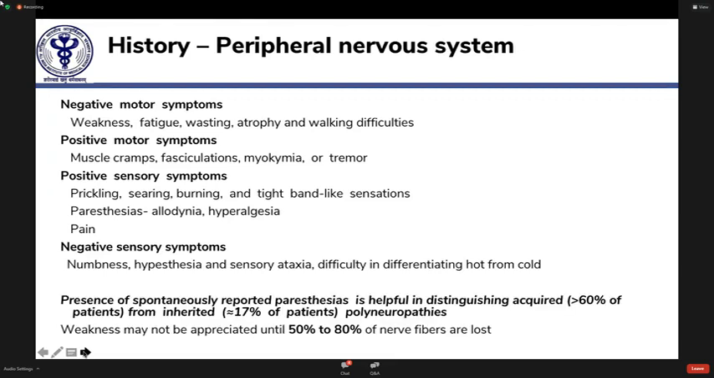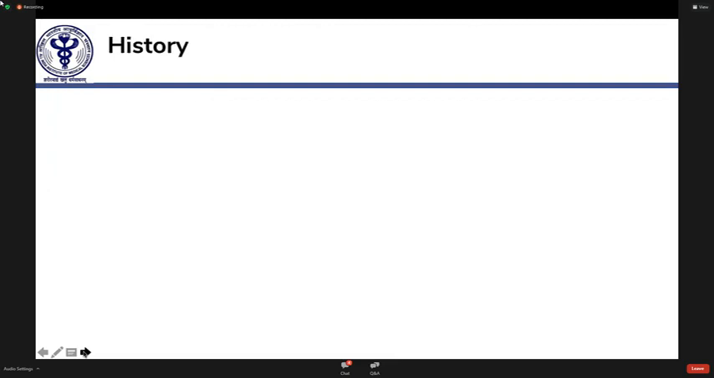Forget about the numbers, but at least we can know that the presence of a spontaneously reported paresthesia is helpful in differentiating acquired from an inherited polyneuropathy. When patients don't have much in the way of sensory symptoms but on examination have more significant sensory signs, that's one clue towards an inherited neuropathy. Acquired neuropathies have more presenting sensory symptoms. And weakness may not be appreciated until around 50 to 80% of nerve fibers are lost, so you need significant nerve involvement before you get weakness.